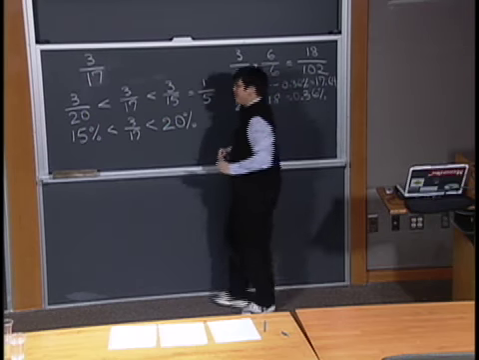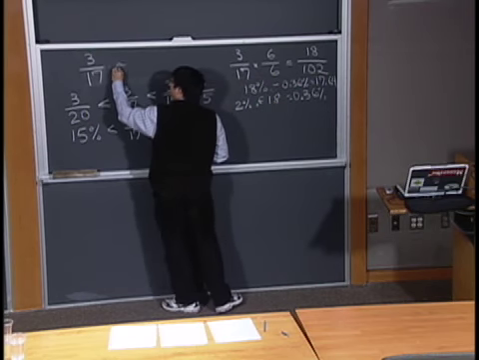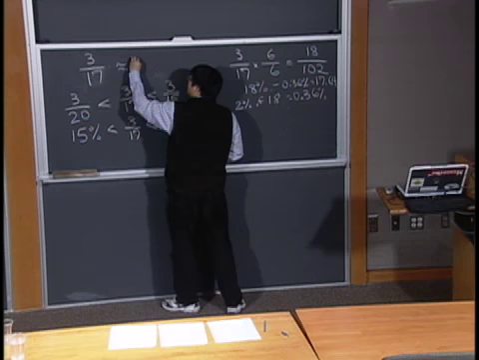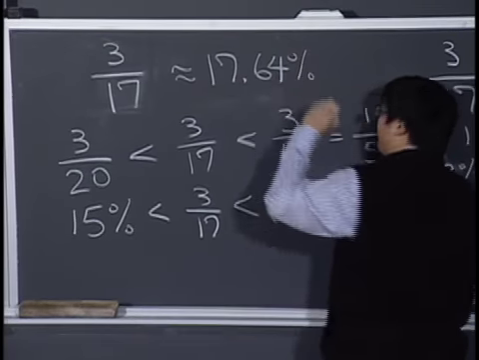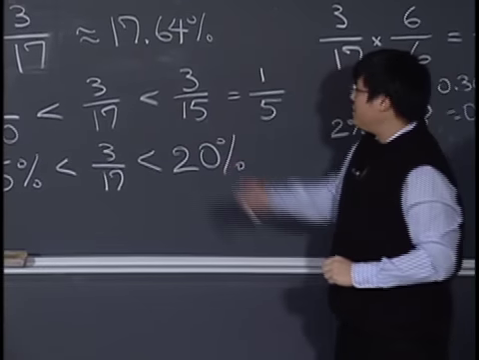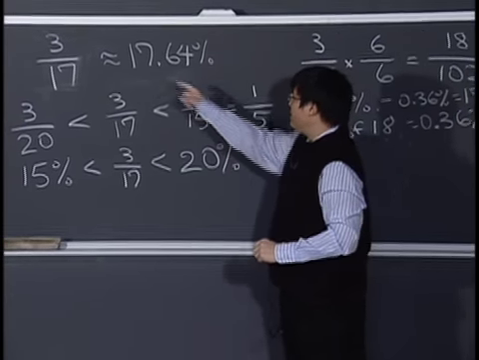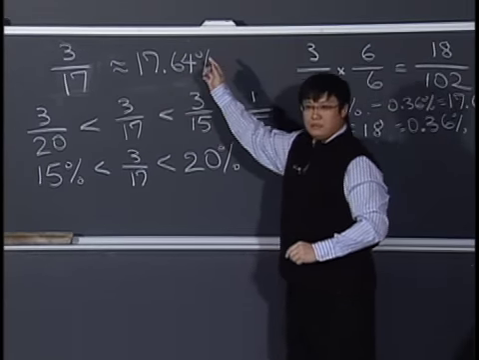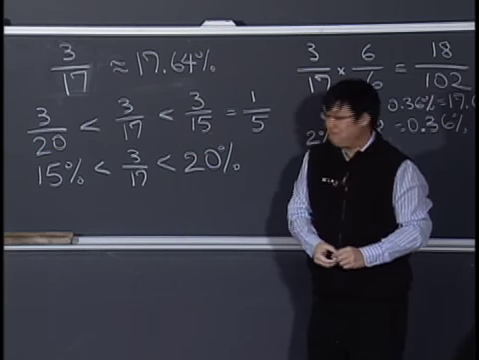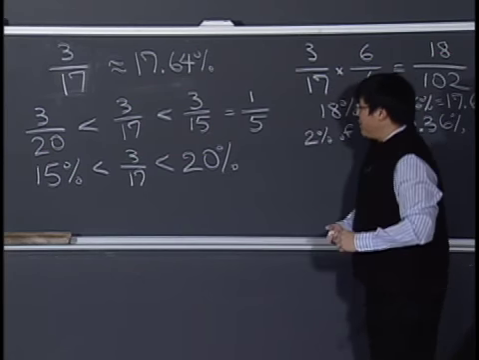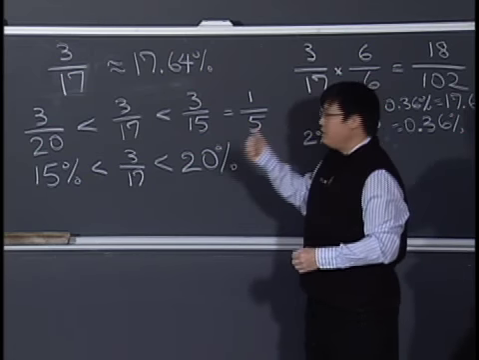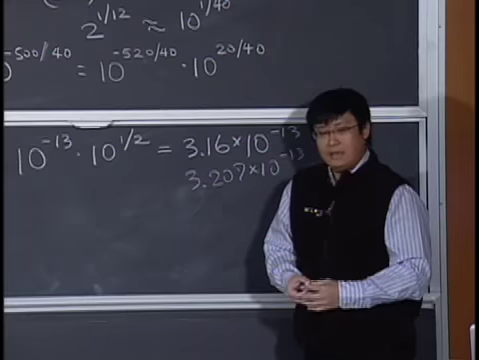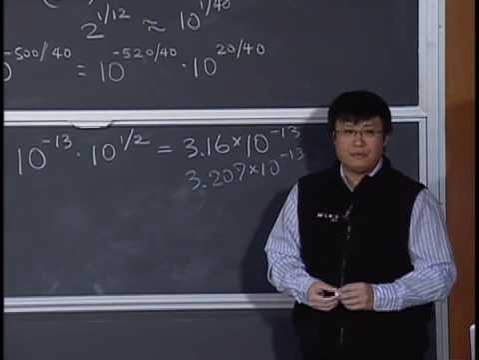So going back, we can say that 3 over 17 is approximately 17.64%. And if you use your calculator, you can see that 3 over 17, in fact, is 17.64, and then a few other digits as well. So just by doing some quick approximations, we were actually able to get 3 over 17 to 4 decimal places. Now for the next example, let's look at one from the physical world.